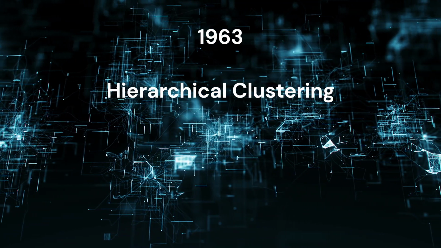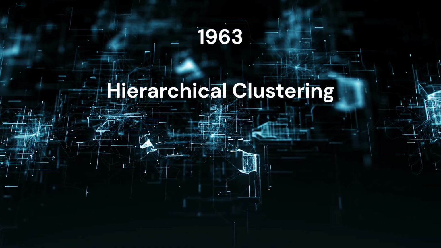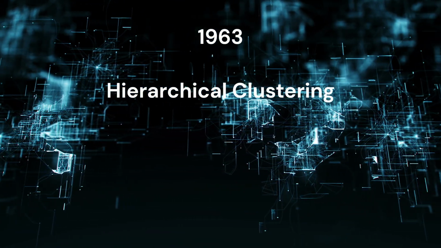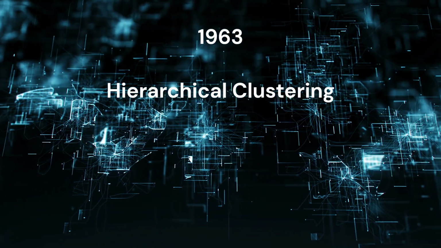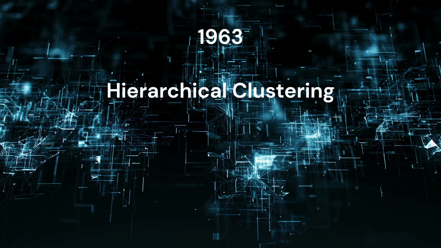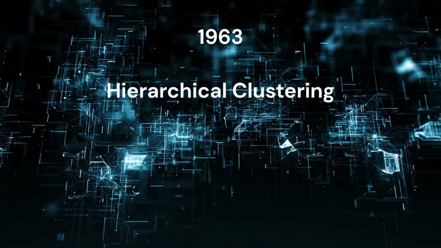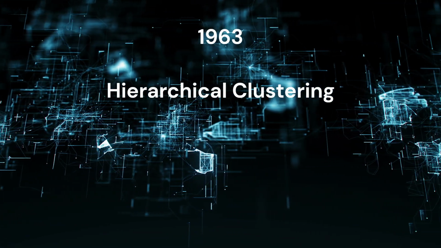2. Agglomerative and divisive hierarchical clustering. There are two main approaches to hierarchical clustering, agglomerative and divisive. Agglomerative clustering starts by considering each data point as an individual cluster, and then iteratively merges the most similar clusters until a single cluster is formed.